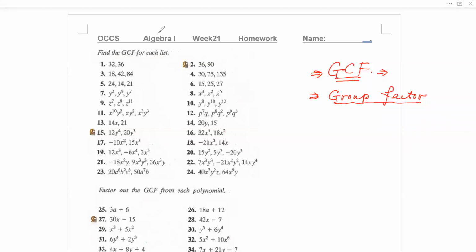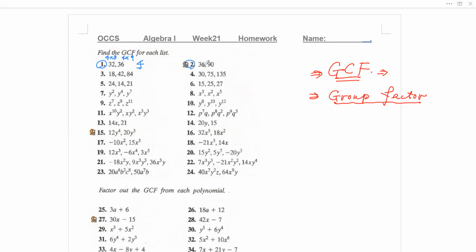So you can see here easily, right? First number one, 32 is 4 times 8, right? And 36 is 4 times 9. 8 and 9 are prime to each other, right? So the greatest common factor is 4, right?